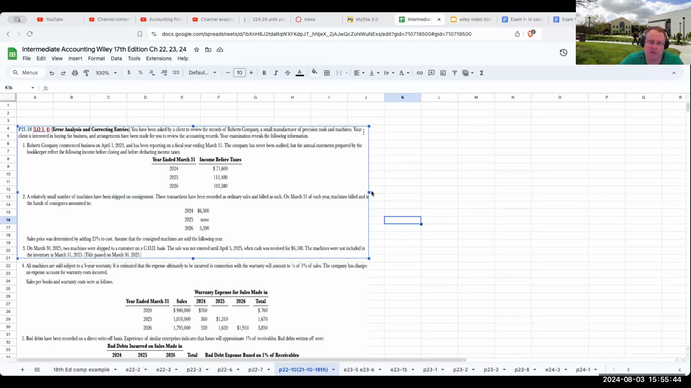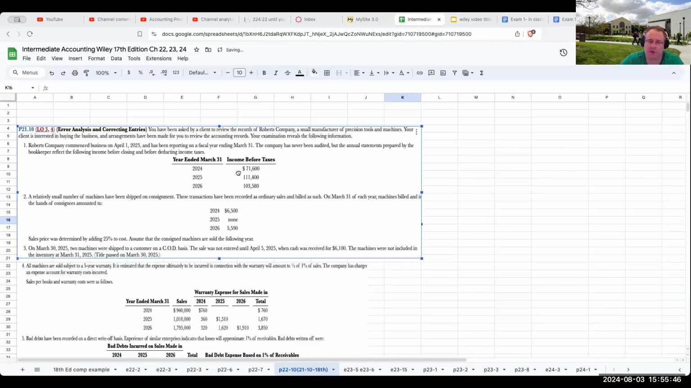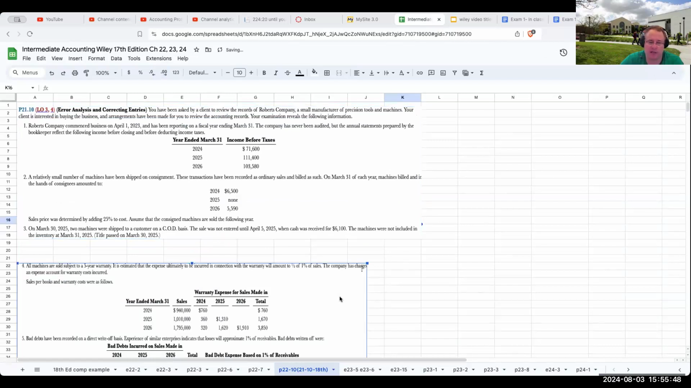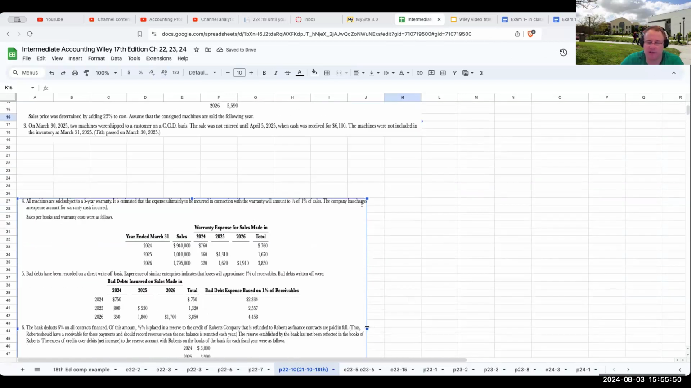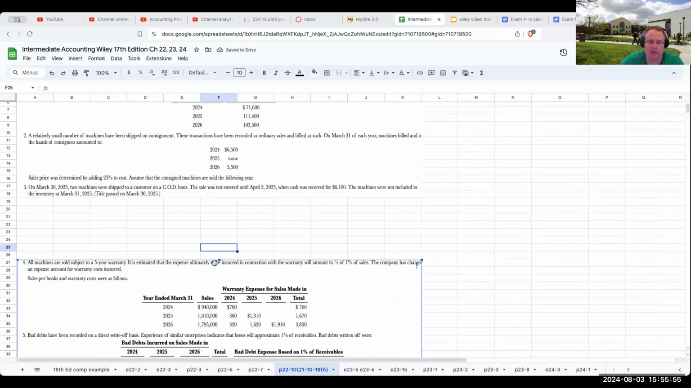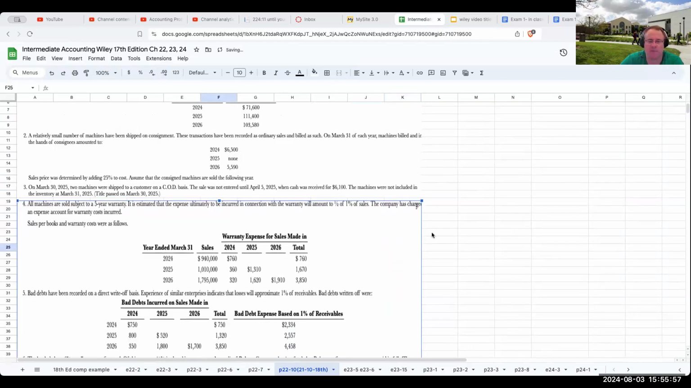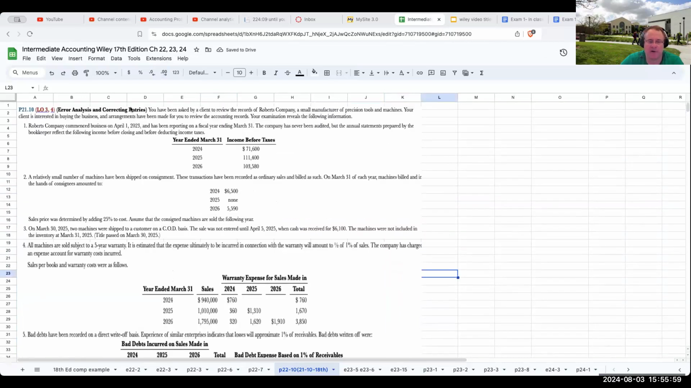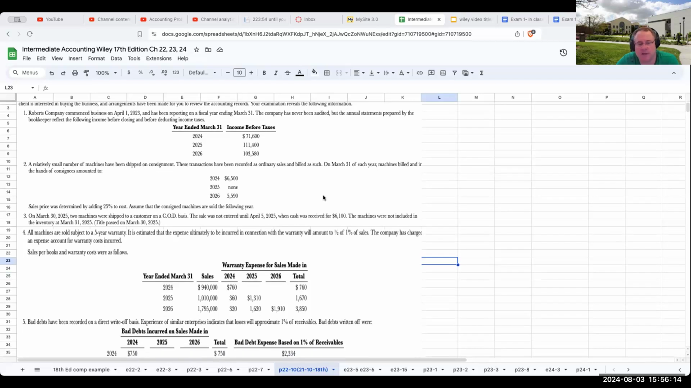Okay, and I apologize, I'm assuming you have this book at home. I don't know how else you would be looking at these different questions. So we have a situation here where basically you have error analysis and correction. You've been asked by Roberts, a small manufacturer of precision tools and machines. Your client is interested in buying the business, and arrangements have been made for you to review the accounting records. Your examination reveals the following information.